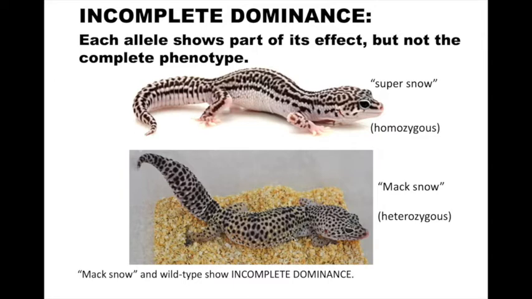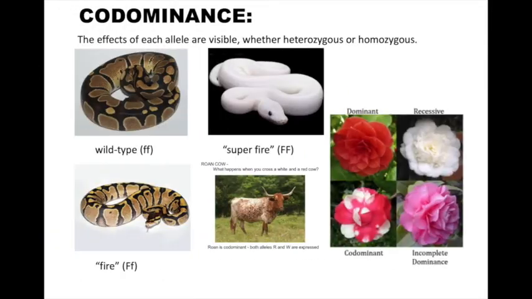So wild doesn't win, super snow doesn't win. Rocco has a combination of the two features. That's incompletely dominant. One can't win out over the other. They end up kind of coming to an agreement where they are mixed in terms of their combinations. Codominance is where we see the effects of each allele, but each one is expressed in its own way.